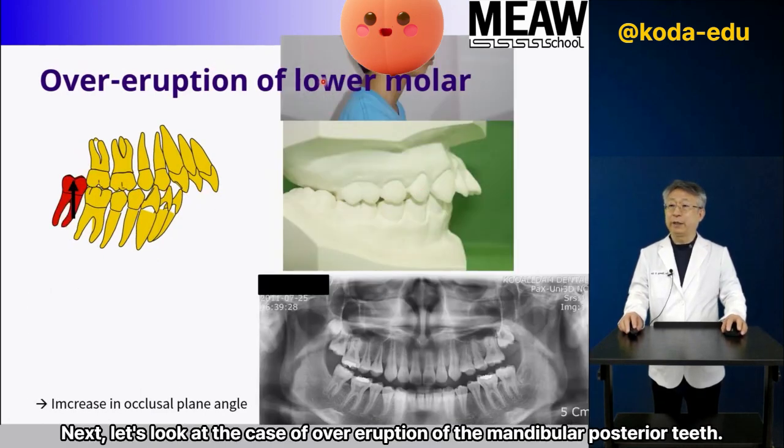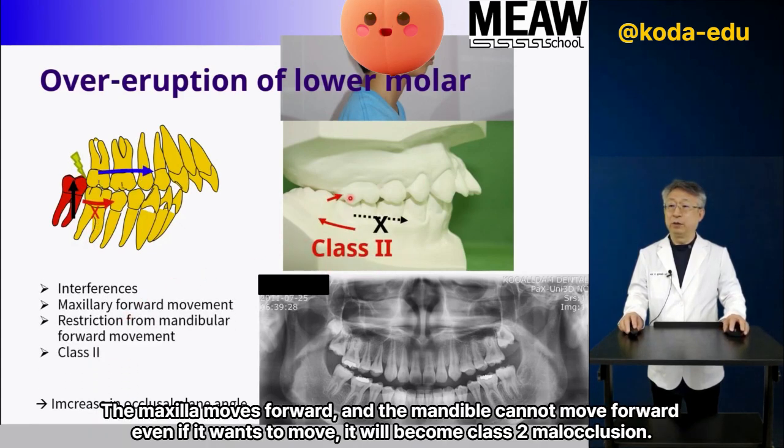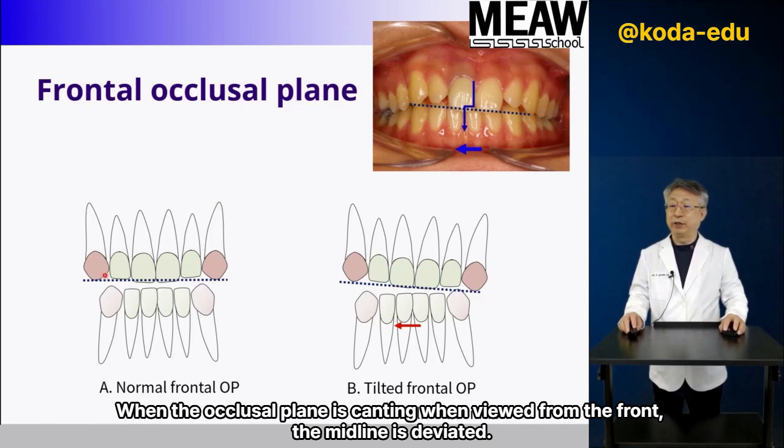Next, let's look at the case of over-eruption of the mandibular posterior teeth. The maxilla moves forward, and the mandible cannot move forward. Even if it wants to move, it will become class 2 malocclusion. Next is the frontal occlusal plane. When the occlusal plane is canting when viewed from the front, the midline is deviated.